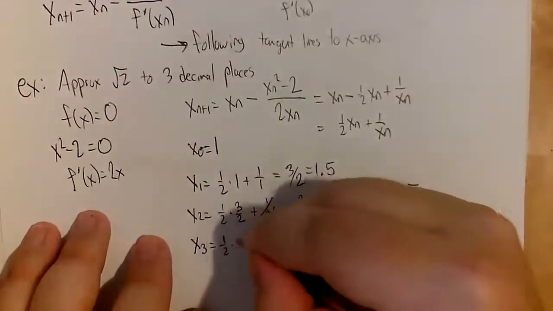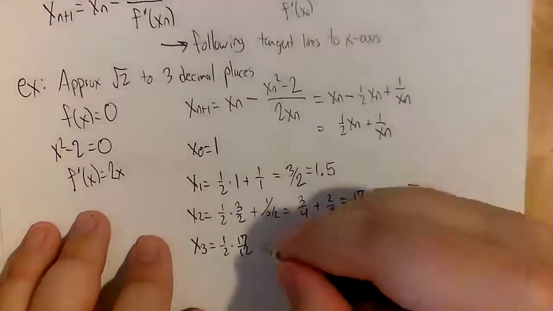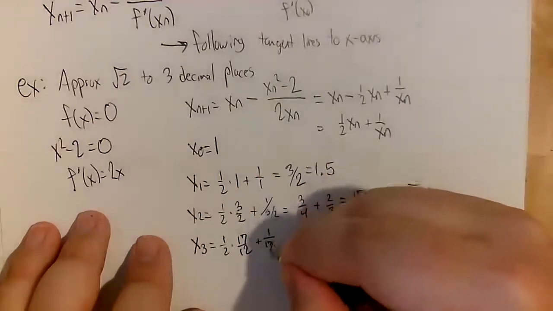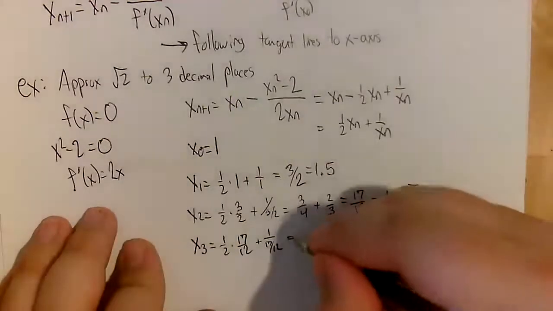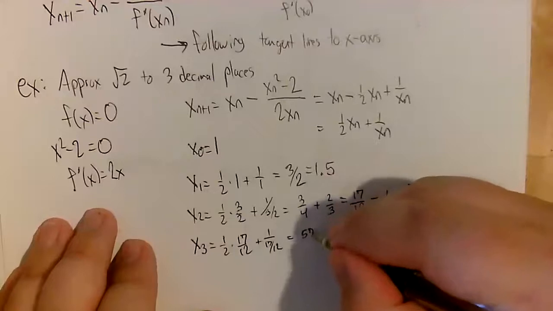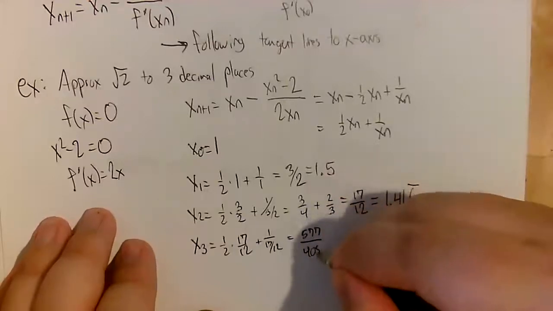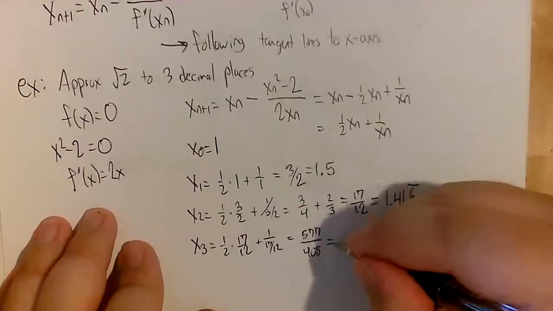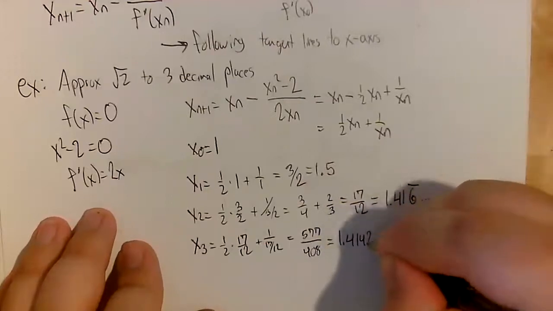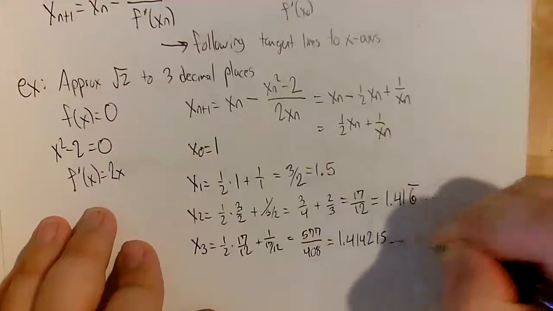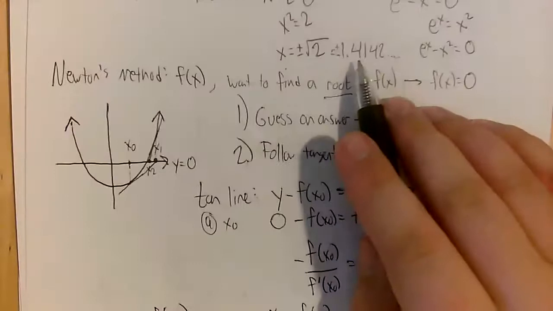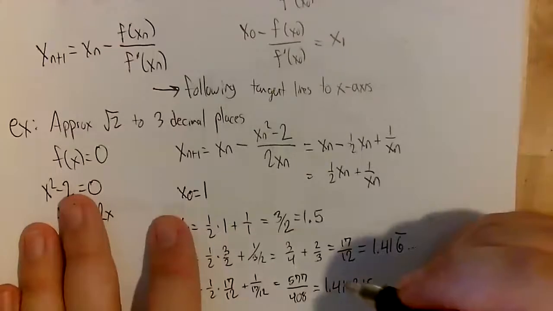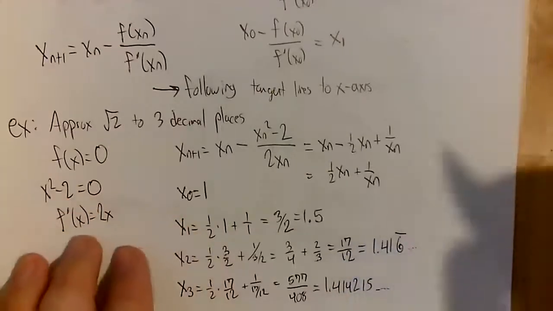So I have 1/2 times 17 over 12 plus 1 over 17 over 12. And I'll save you the arithmetic here. When we end up simplifying this, this is going to be 577 over 408, which is equal to 1.414215, etc. All right, and then we go back up here to our first few decimals of the square root, and we see that not only do the first 3 match, but also the first 4 match as well. So we got a little bit more than we asked for here.